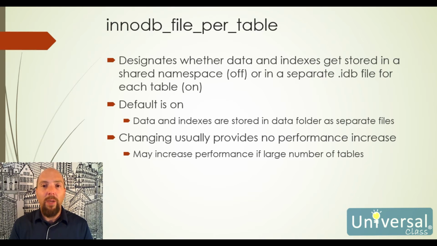The InnoDB file per table setting designates whether the data and indexes get stored to a shared namespace or if they actually get stored out to separate IBD files. The default for this is turned on. The data and the indexes are stored in the data folder in separate files. If you change this, it will cause no performance increase unless you have a huge number of tables. Then you may want to consider putting it in the shared namespace. But for the most part, we want to leave this alone. We want every table to be stored in its own file.